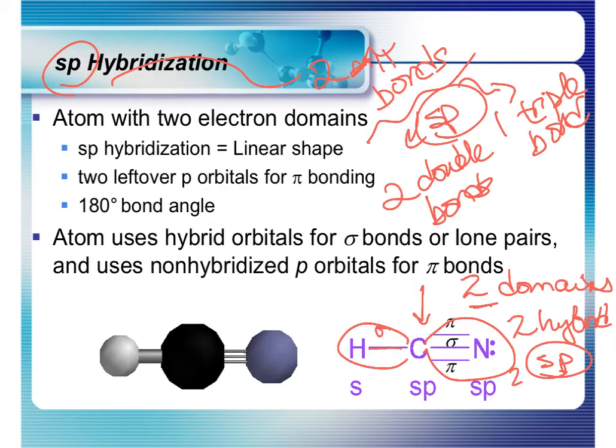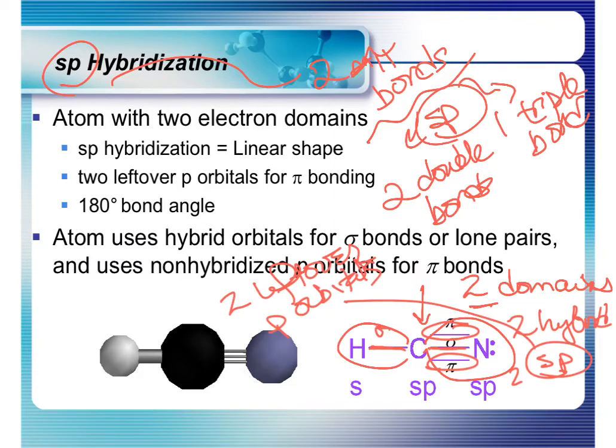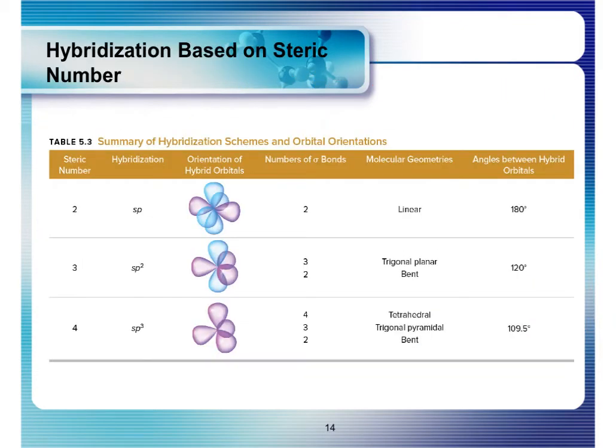Now, all single bonds are sigma bonds, all right? Now, we have to account for 2 pi bonds now. And luckily, with sp hybridization, we have 2 leftover unhybridized p orbitals. And that's what's used to make the multiple bonds, or the pi bonds, okay? So let's summarize what we have so far.